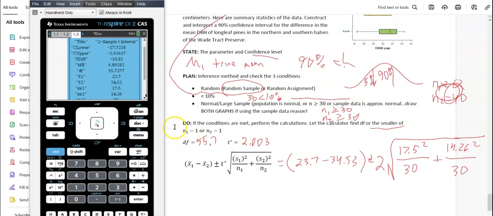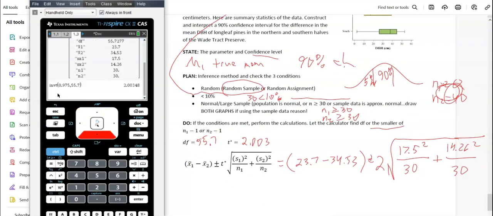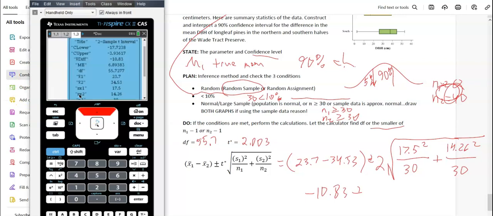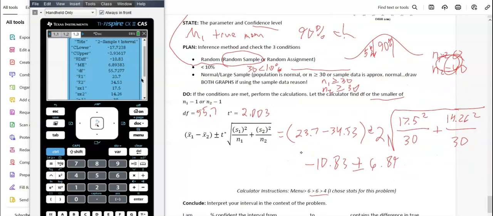The one part I would do, I'm just going to show you, because I don't think they do it for you: 23.7 minus 34.53. So I get negative 10.83 plus or minus. If you scroll back up on that one, you're going to see the margin of error on the calculator. So 6.89 plus or minus 6.89. And then you're going to draw your interval. According to the calculator, it's negative 17.7. If you did it the other way, those are going to be positive. And then negative 3.93 or 94.